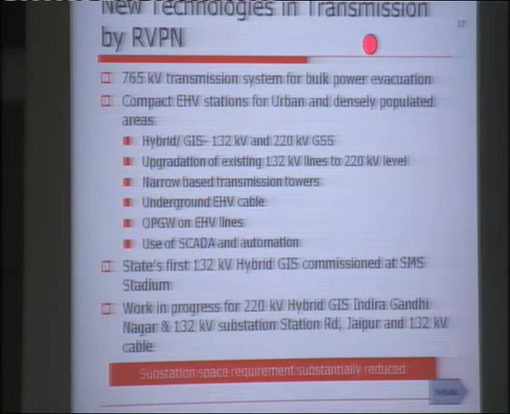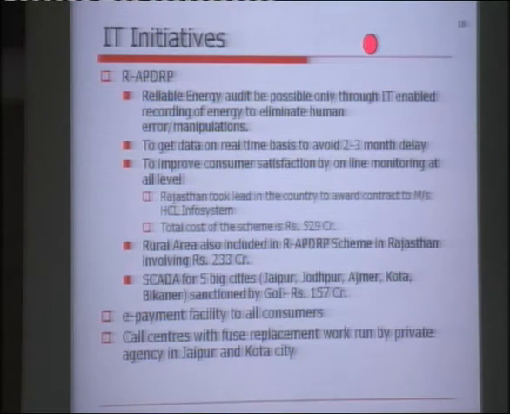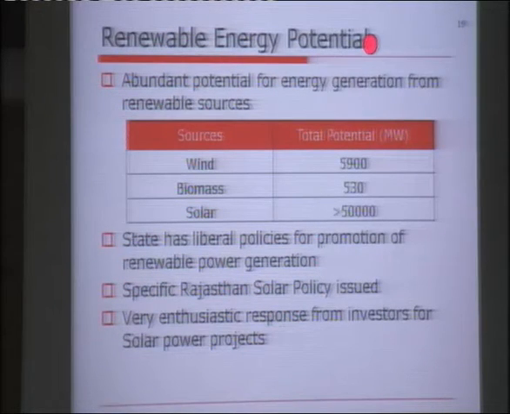Technological advancements are coming in transmission also. We are having 765 kV transmission system for bulk power evacuation, and hybrid GIS, gas insulated substations, which require less space to build a substation. RAPDRP scheme, SCADA, these are IT initiatives in the power sector also.